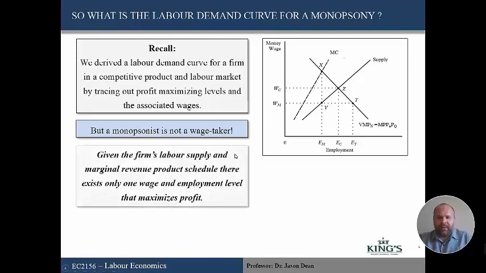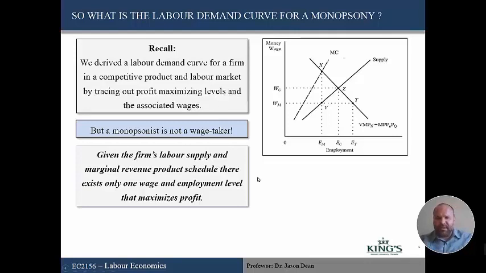Okay, they're going to optimize based on their marginal cost and the value of marginal product, and that's going to determine the amount of employment and the wage that they need to pay. So they're a wage maker, you could say, instead of a wage taker. So there's only one point here that maximizes profit. We can't vary the wage here and find different levels of employment.